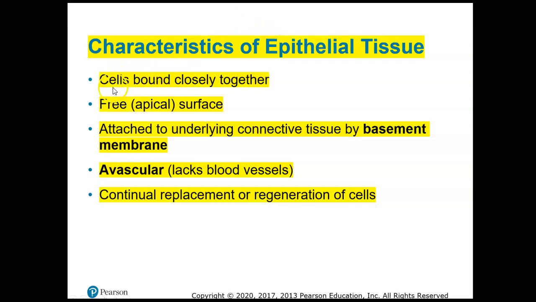Characteristics are that the cells are bound closely together. They're not like connective tissue, which is surrounded by a matrix. The cells are bound very tightly to each other. Epithelial tissue always has a free surface or apical surface, like the surface of our skin would be the apical surface of the epithelial tissue that forms our skin, that epidermis of our skin. But you can also have an apical surface that's inside the body.